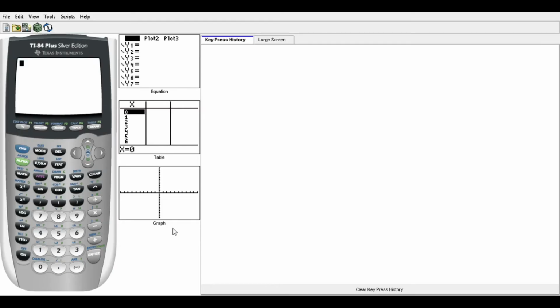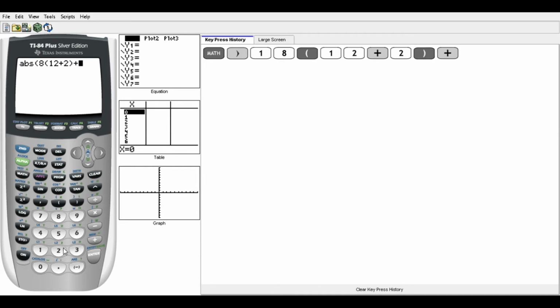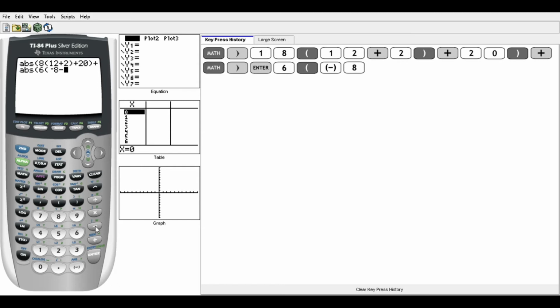Now we can do this on our calculators. If we go over to math and then over to number, and then it's the first option, abs, we can type in the question. Just remember to close the absolute value function here with a closing bracket. And we get the same answer, 210.